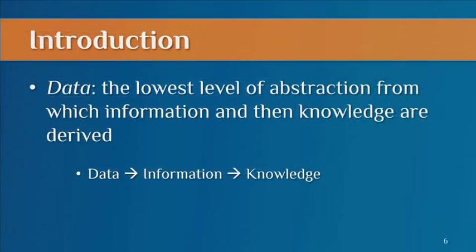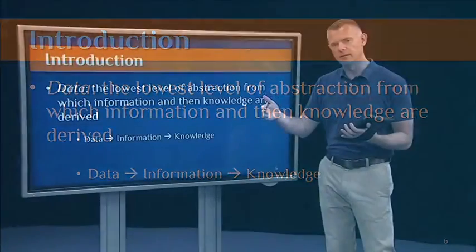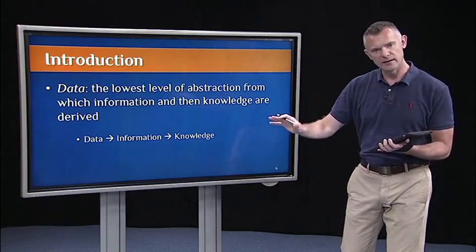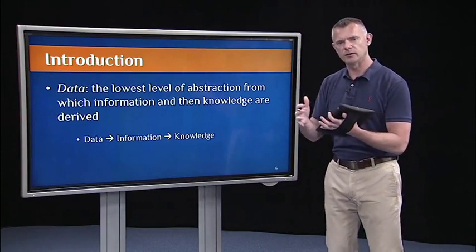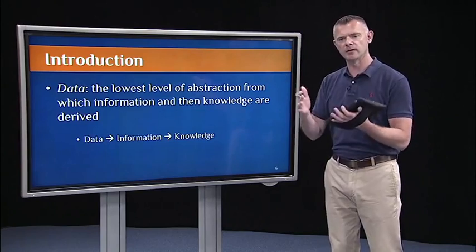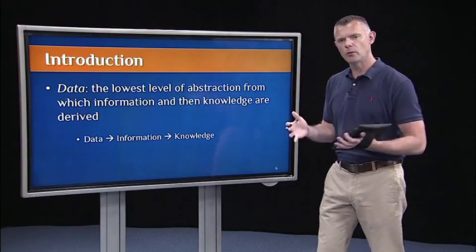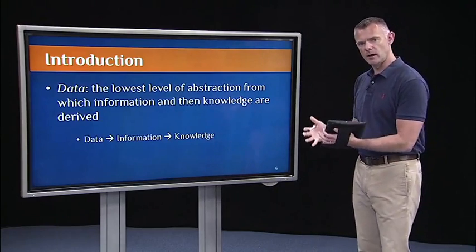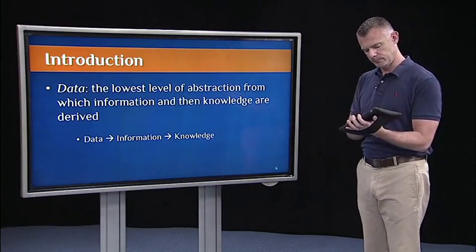Another way to define data, which is more technical, is that it's the lowest level of abstraction from which information and then knowledge can be derived. So at the lowest level, we have data. From data, we can get to information, and as we gather lots and lots of information, we can start to form a knowledge base and form knowledge structures and wisdom.